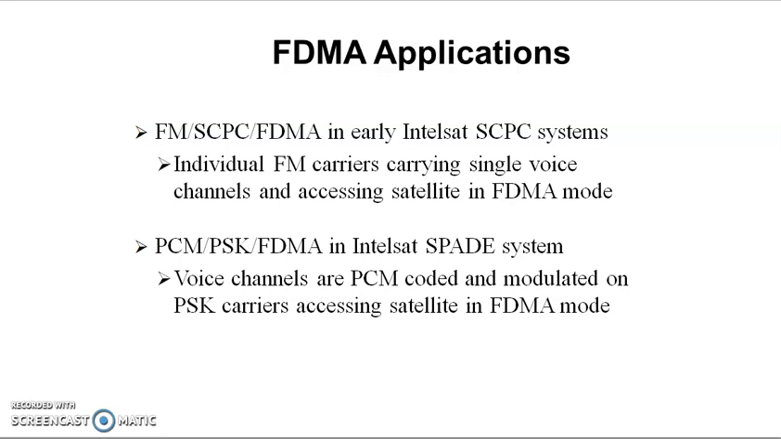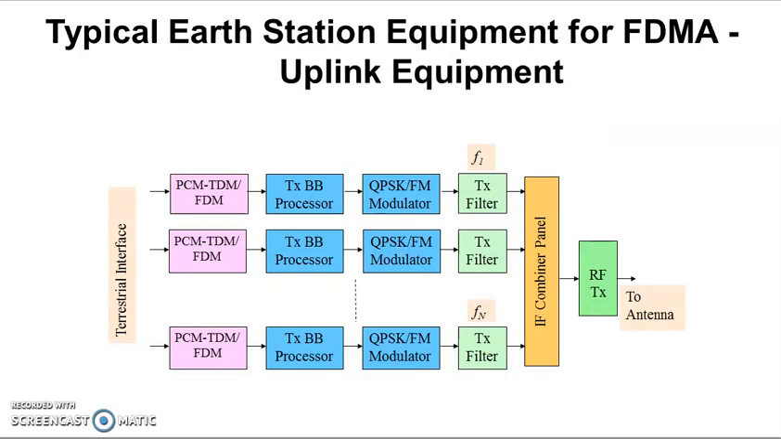Then we have PCM, PSK, FDMA in the Intelsat SPADE system, a single channel per carrier system. The voice channels are PCM coded and modulated on the PSK carrier, accessing the satellite in FDMA. So this is the portion of what we can have. That is the digital one.